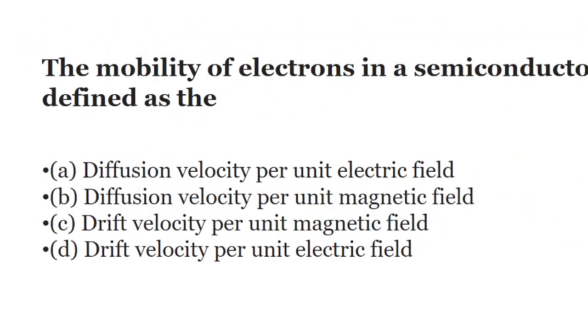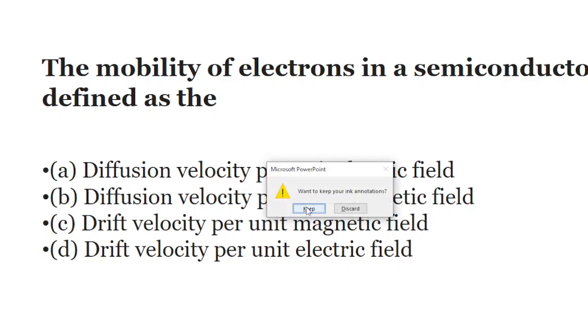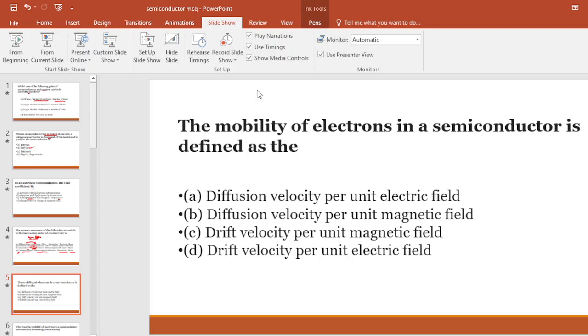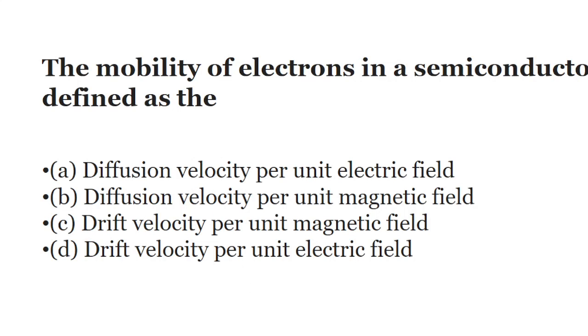The mobility of the electron in a semiconductor is defined as diffusion velocity per unit electric field, diffusion velocity per unit magnetic field, drift velocity per unit magnetic field, drift velocity per unit electric field. So the right answer is drift velocity per unit electric field. Option D is the right answer.